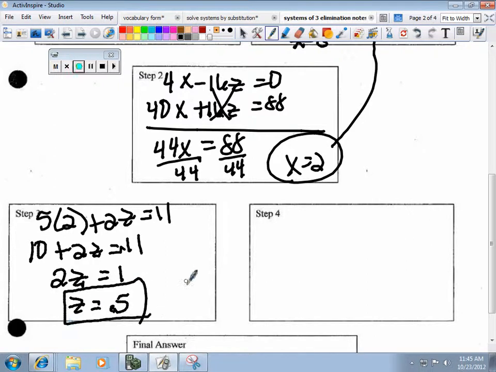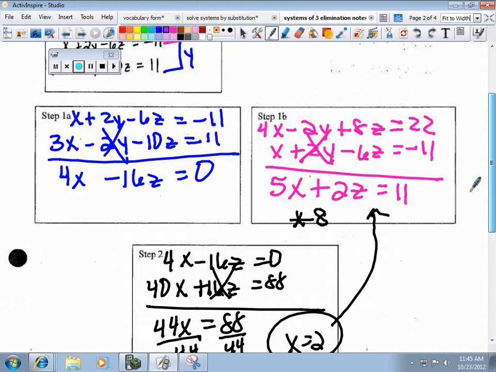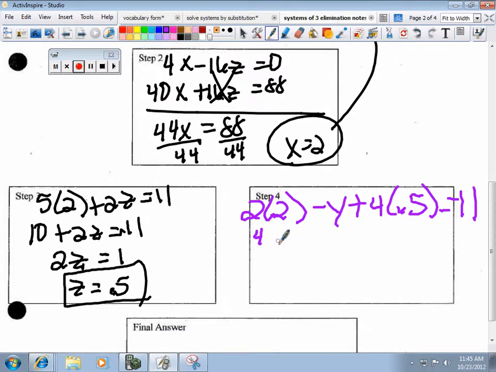Okay? You're going to take these two answers back up to any of the original three equations. Doesn't matter which one, just pick one. So I'm going to go with the first one. And when I see an x, I'm going to put a 2. And when I see a z, I'm going to put a 0.5. So 2 times 2 minus y plus 4 times 0.5 equals 11. Put these back in. So 2 times 2 is 4 minus y plus half of 4 is 2 equals 11. So 4 and 2 combine and give you 6 minus y equals 11.